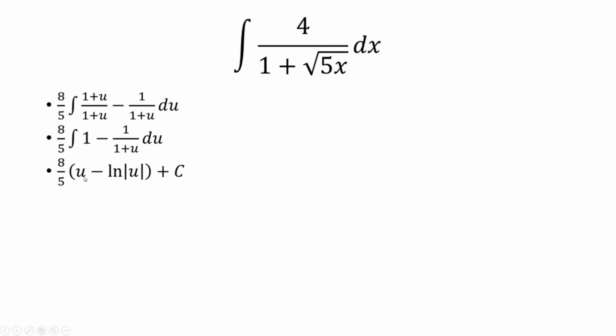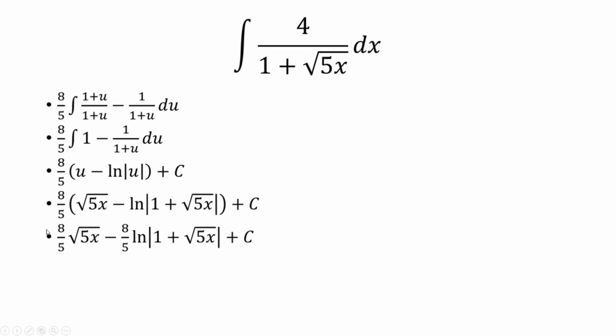Taking the antiderivative, we get u minus ln of 1 plus u. And we're going to replace what u was. u was root 5x. And then distribute the 8 fifths to get our final answer.